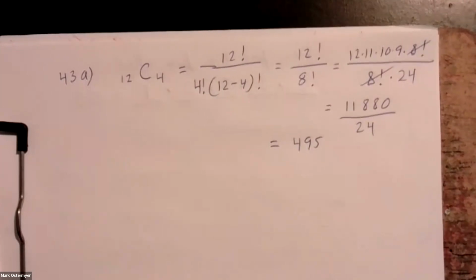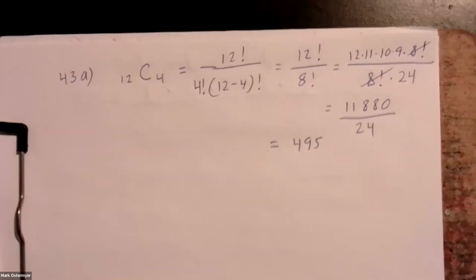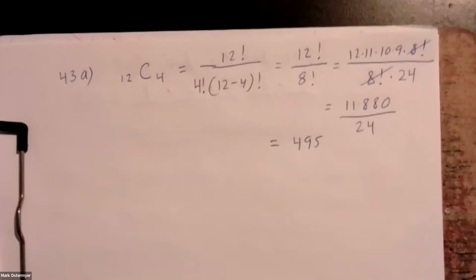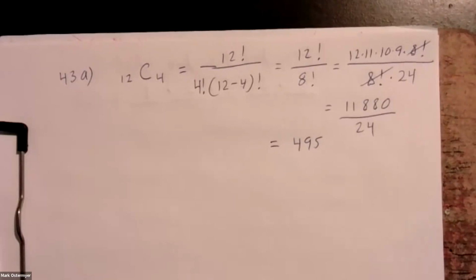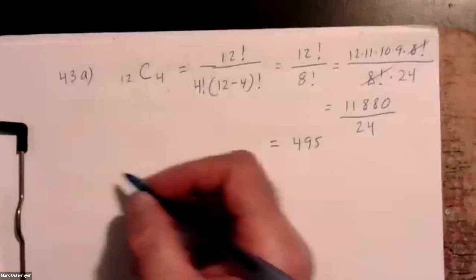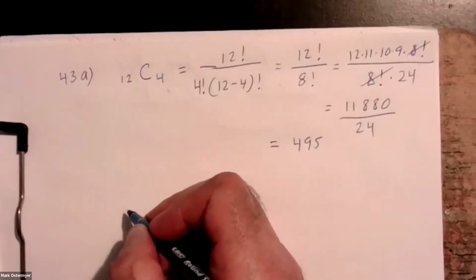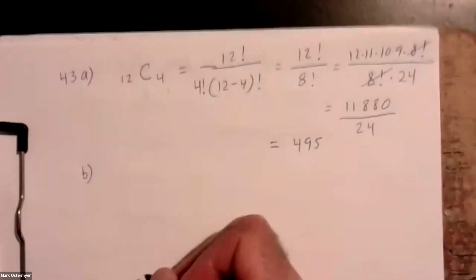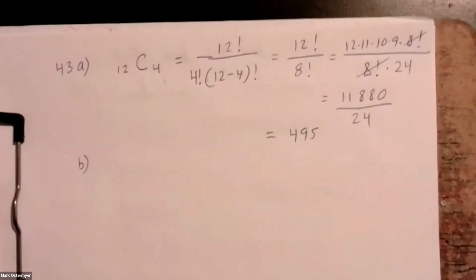All right, second question here. How many ways can this committee be selected if there must be 2 men and 2 women on the committee? So we're going to try to put together a committee of size 4 where we have 2 men and 2 women.